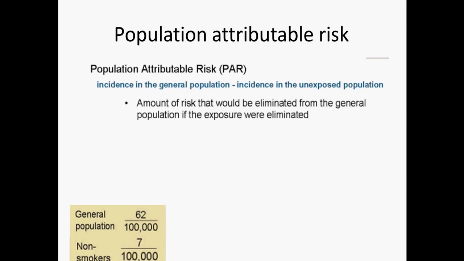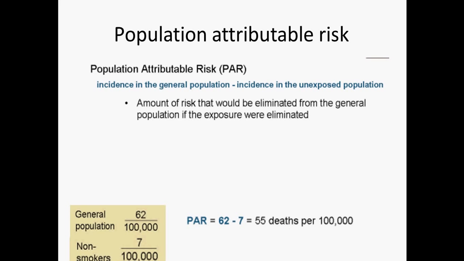Now, for example, if the incidence of deaths in the general population is 62 per 100,000, and the incidence of deaths in non-smokers is 7 per 100,000, to calculate the population attributable risk, we subtract the incidence in the non-smokers from the incidence in the general population, which gives us a value of 55 deaths per 100,000. So the point to remember again is that population attributable risk is also expressed as a rate, like we had for attributable risk.